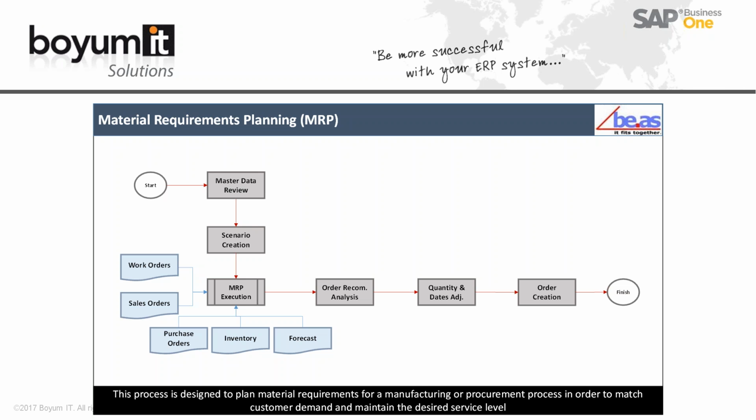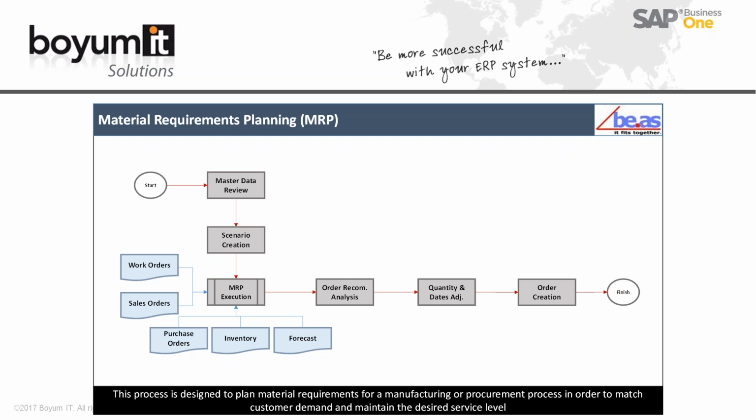In this case, we can select if we want to see our sales orders, or if we only want to see our forecast, or maybe if we want to check our inventory. There are several parameters that we can adjust in order to get the best requirement according to our business. And then after we create our scenario and after we review our data, we can execute the MRP.